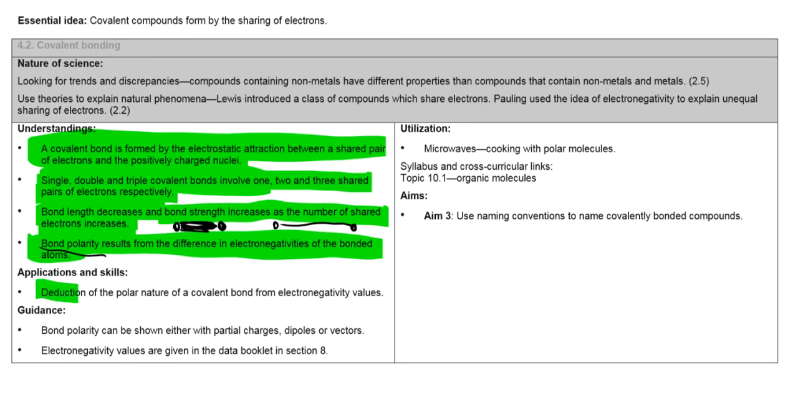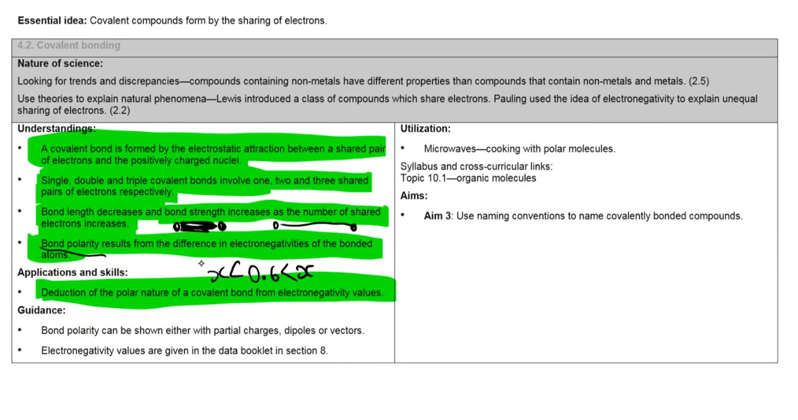Deduction of the polar nature of a covalent compound from electronegativity values. Generally, it's considered that electronegativity is a quantitative measure, so if you have an electronegativity difference greater than 0.6, then that's going to be polar. And if it is less than 0.6, that'll be non-polar. And if it's greater than 1.8, it's considered ionic.